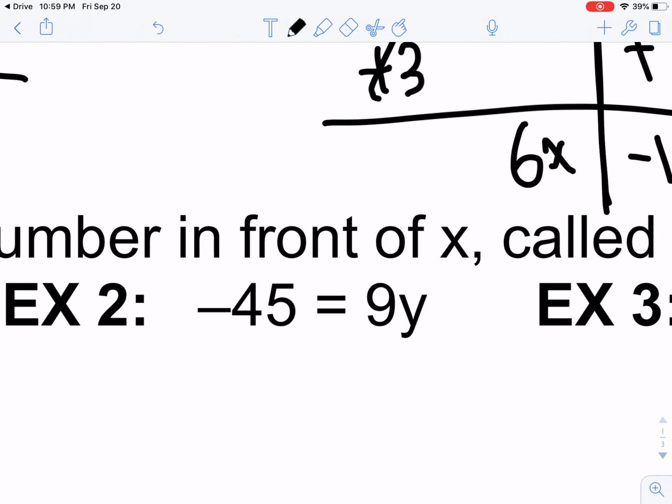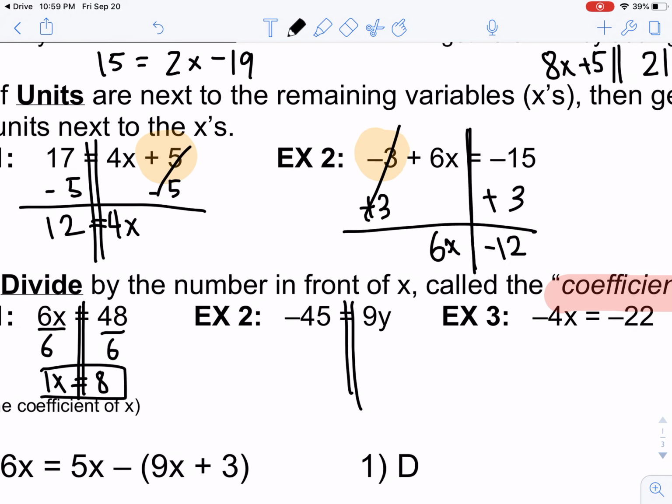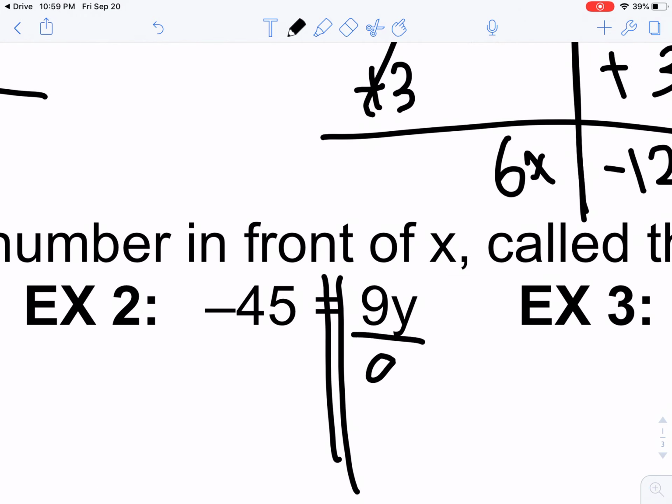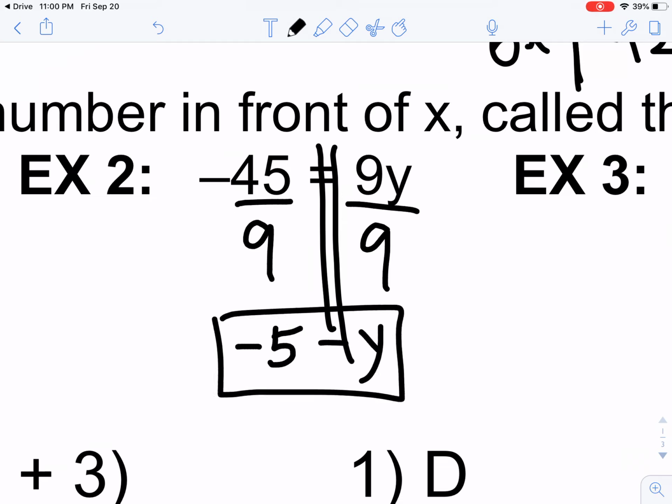Example number 2. We have negative 45 equals 9y. We are going to divide by the number in front of the x, which is also known as the coefficient. We are going to divide both sides by 9. And negative 45 divided by 9 is negative 5. And 9 divided by 9 is y. So y equals negative 5.